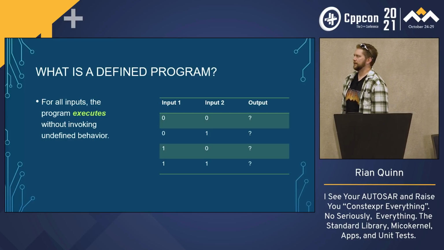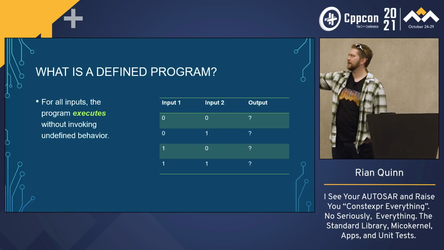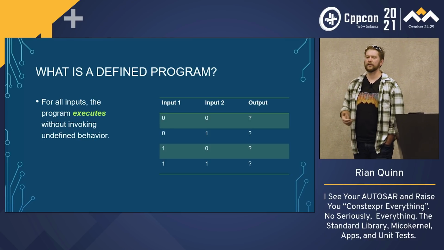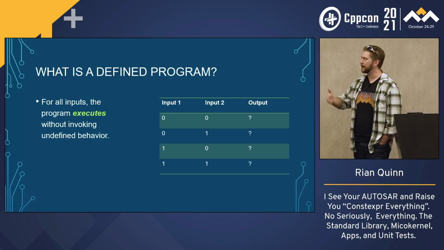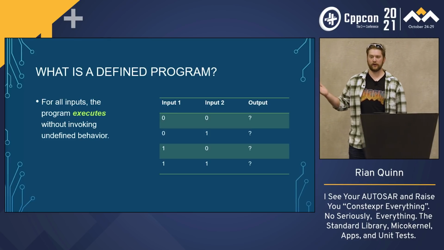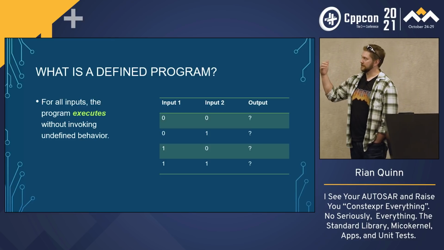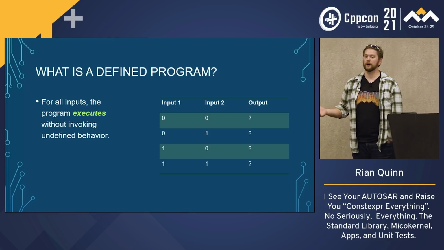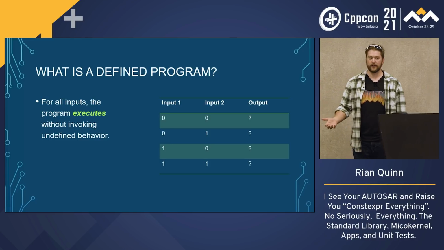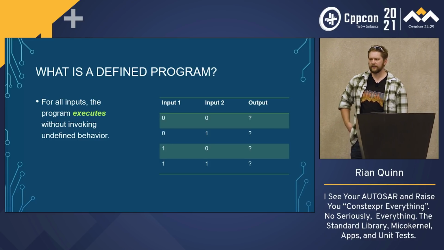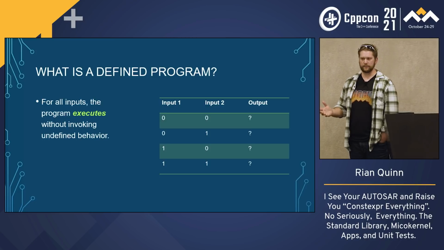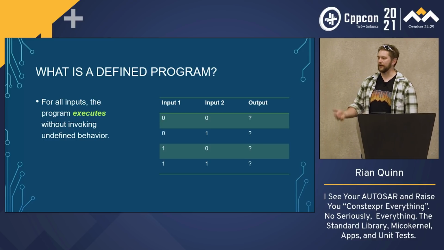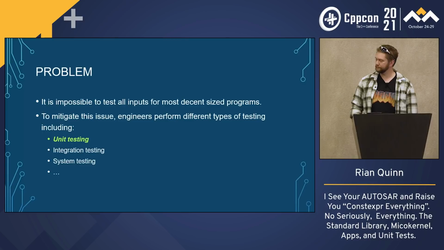A defined program, in this definition, we don't care about what the output is, right? We're not evaluating the output. We're evaluating how the program got to that output. The output could be total garbage, but did it, given any input, come to the output that it came to by executing undefined behavior or not? So a well-defined program, no matter what inputs you provide, and for all inputs, will always come to whatever output it came to without executing undefined behavior.